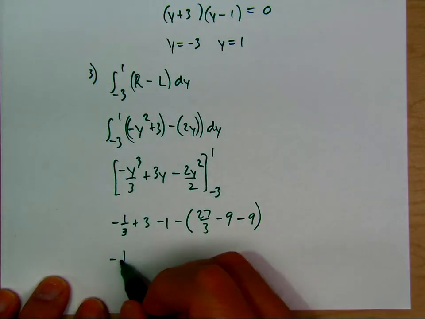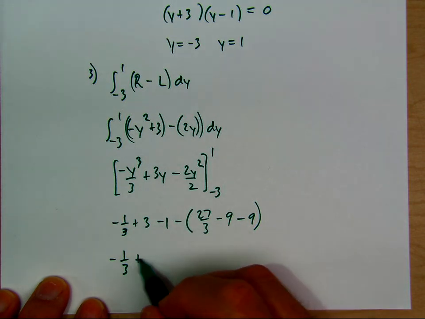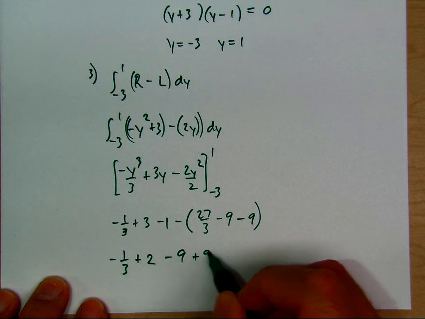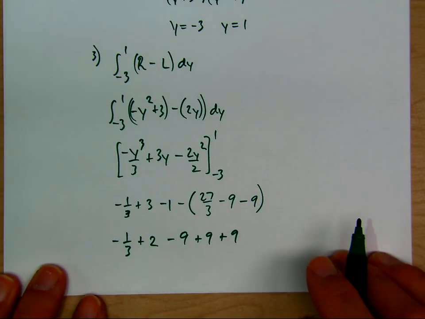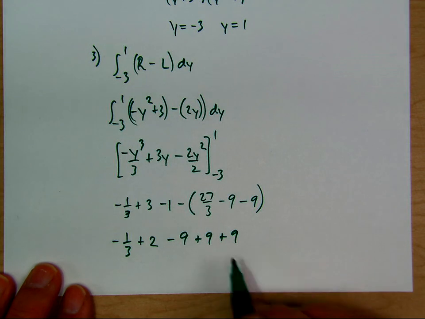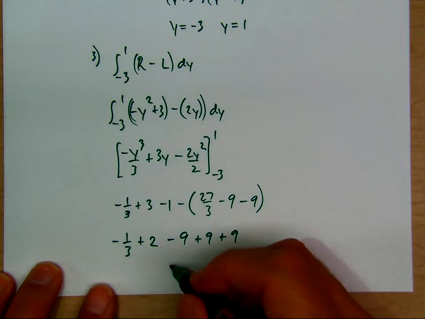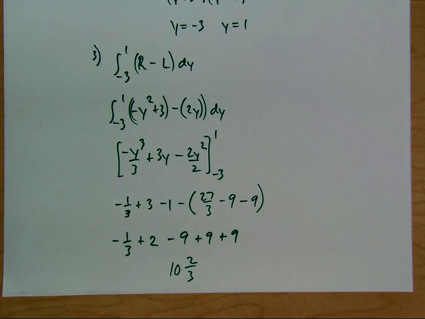Negative 1/3, and we have 3 minus 1, minus 9 plus 9 plus 9. So here we have 9, 10, 11, 11 minus 1/3, 10 and 2/3. Alright, and we'll stop there.